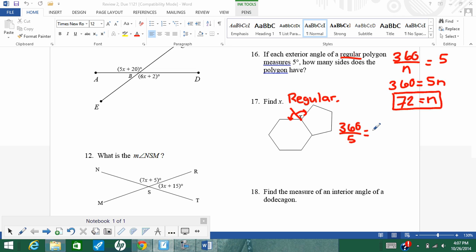And that's 72. Over here, this has 6 sides, so 360 over 6 will tell us how many degrees in that exterior angle. And that's 60 degrees. So x is both of those together. If I add both of those together, I get 132 degrees.